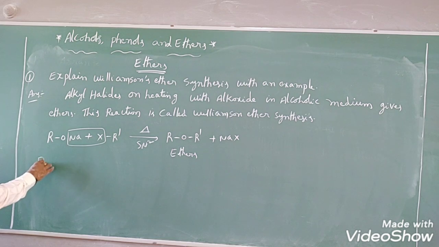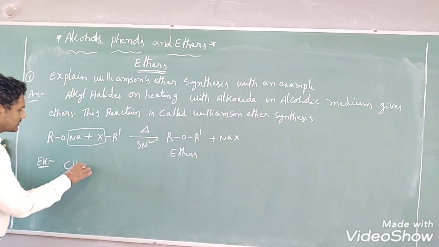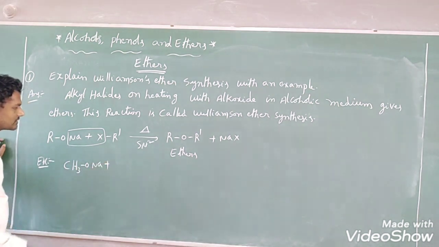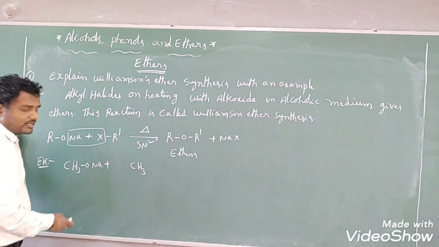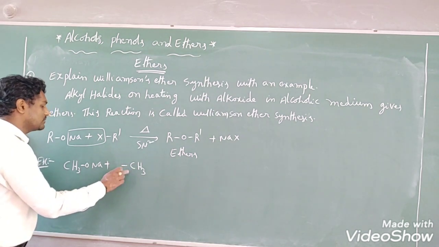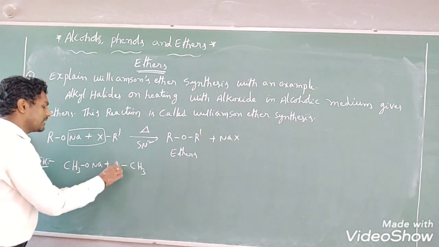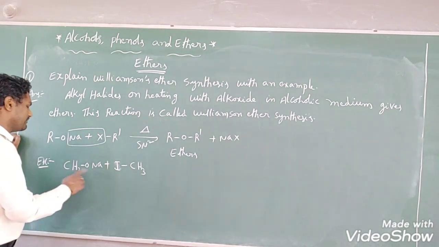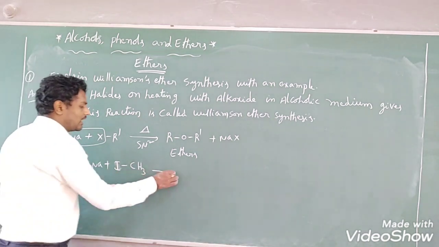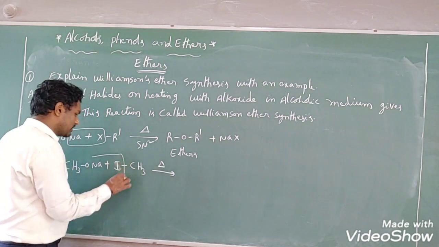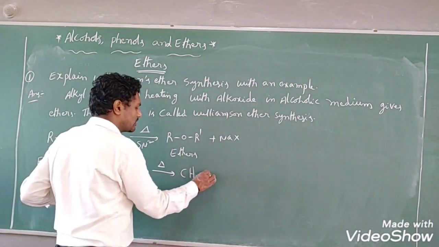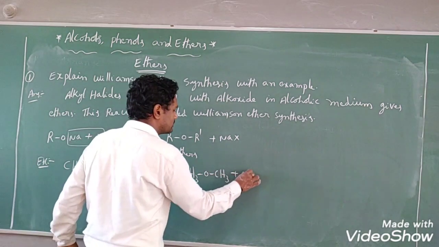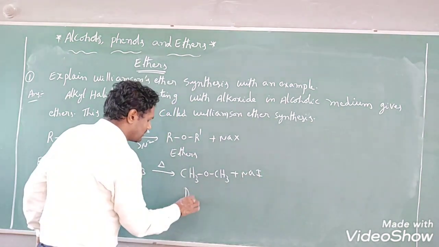What is the example of this Williamson ether synthesis? In place of R, I am taking CH3ONa, and in place of R dash also CH3, or else you can take C2H5. In place of X, I am taking iodine. Methyl iodide is treated with sodium methoxide. On heating, sodium iodide is released as a byproduct, and dimethyl ether is obtained as the main product.